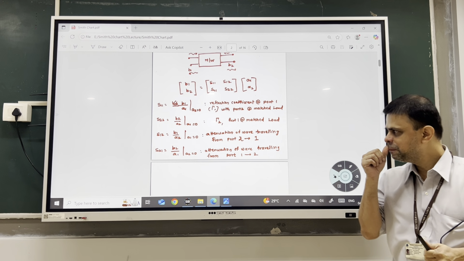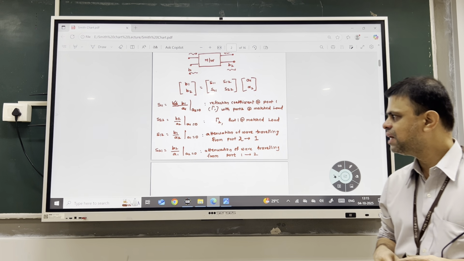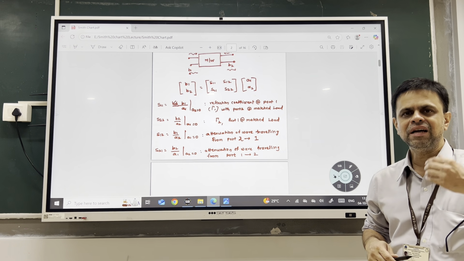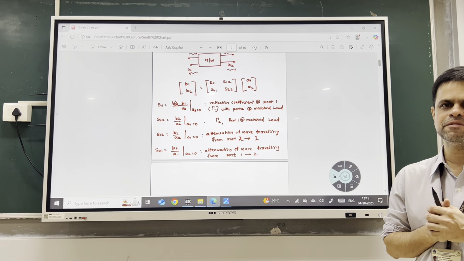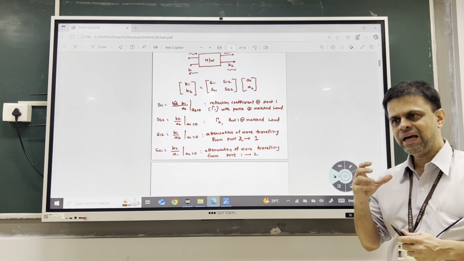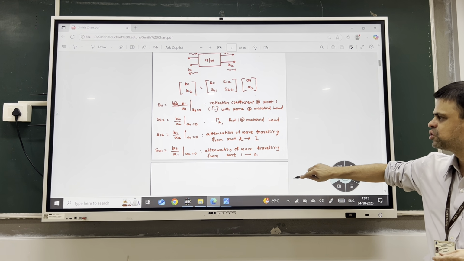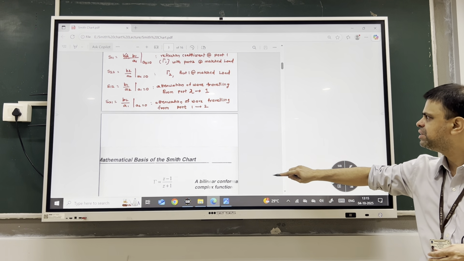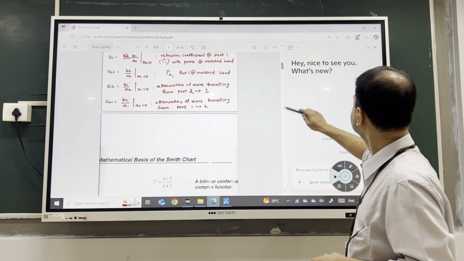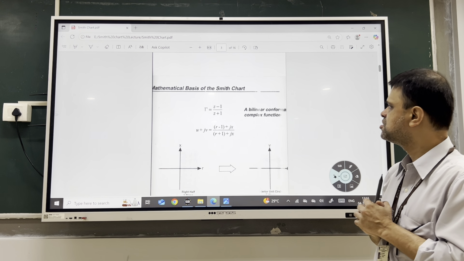Now having done the basics of S parameters, we will see the mathematical basis for the Smith chart, what exactly a Smith chart is, and how it is really a helpful tool in analyzing various microwave circuits as well as antennas. So now let's start with the mathematical basis of the Smith chart.